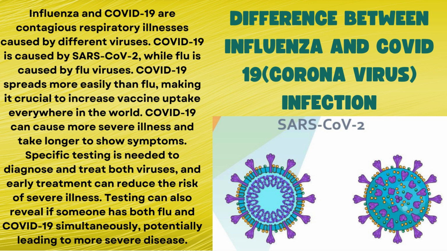Difference between influenza and COVID-19. Coronavirus infection. Influenza and COVID-19 are contagious respiratory illnesses caused by different viruses. COVID-19 is caused by SARS-CoV-2, while flu is caused by flu viruses. COVID-19 spreads more easily than flu, making it crucial to increase vaccine uptake everywhere in the world.